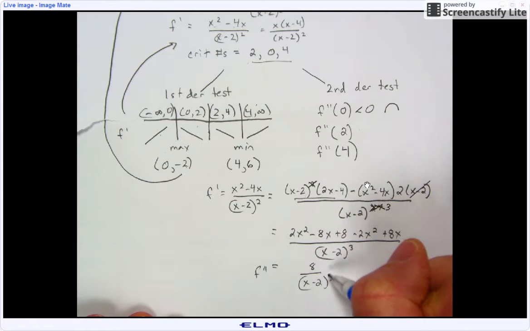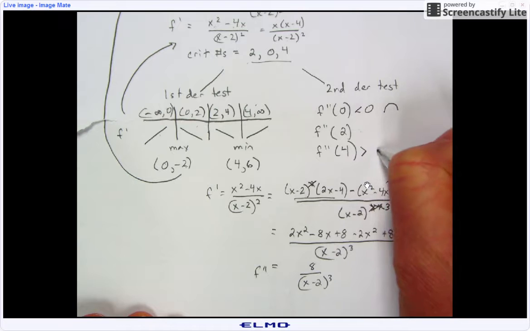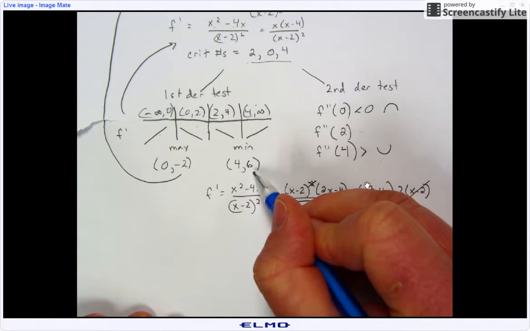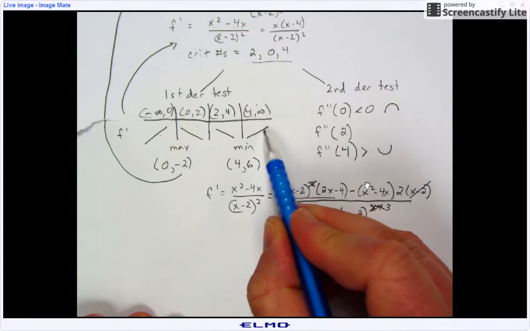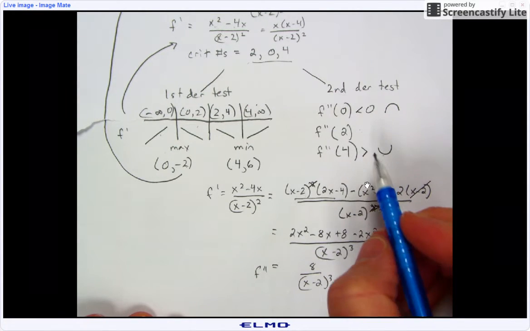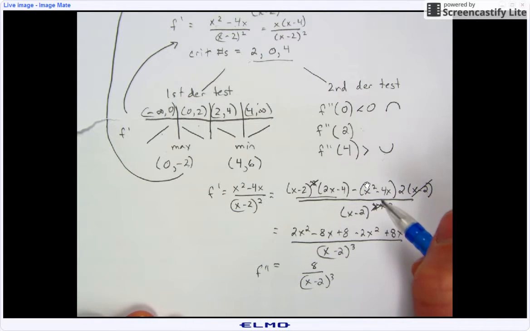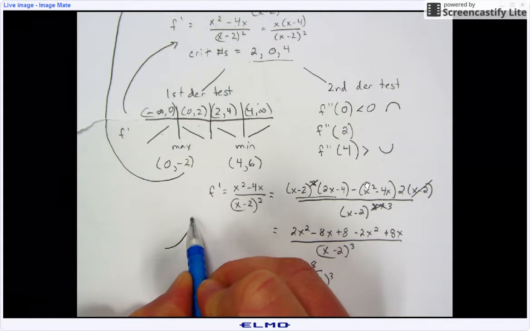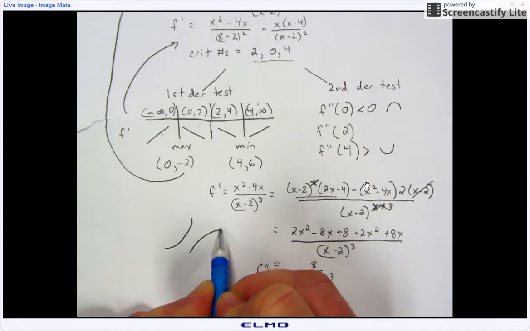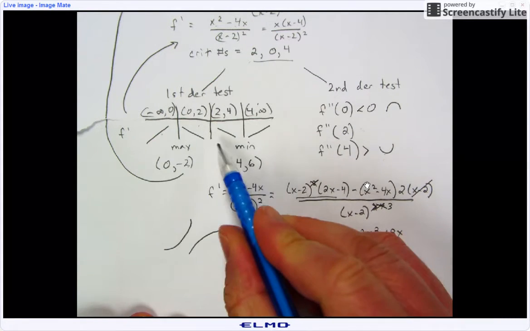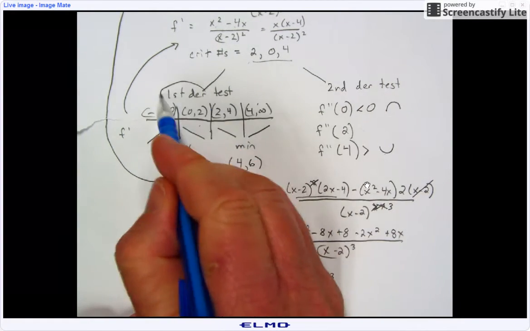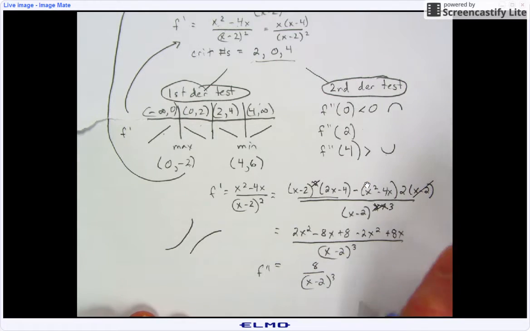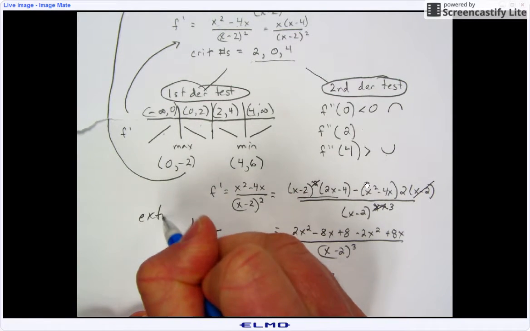If I plug in 4, I get 8 over 2 to the third, 8 is positive. All I need to know is positive or negative. Concave up, which verifies I have a min. Notice the difference between concave and increasing, decreasing. They do not mean the same thing. Something can be increasing and concave up, and it can be increasing and concave down. So the concavity has nothing to do with the slope there. Those are separate things. So what I did with the first and second derivative test is to verify extrema, and that is what those tests both do.